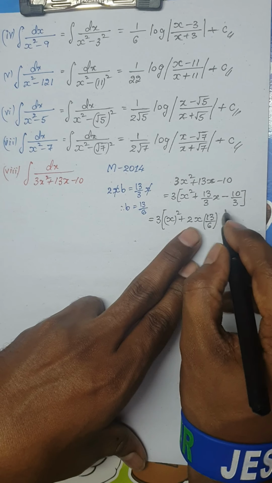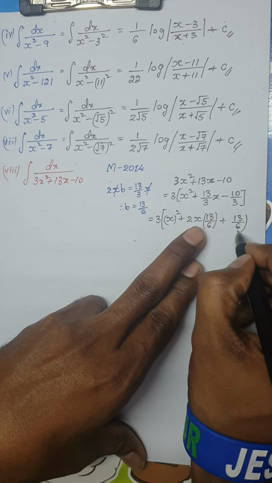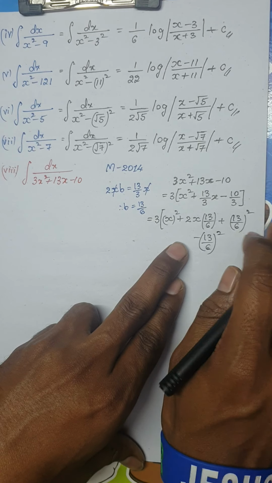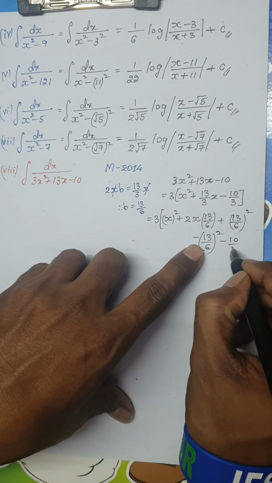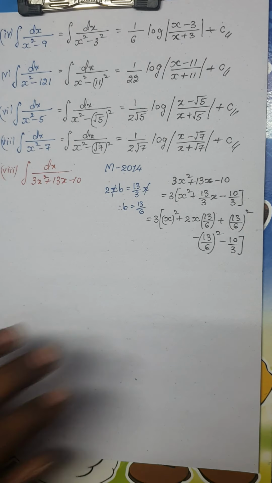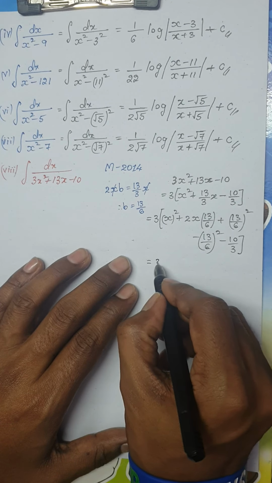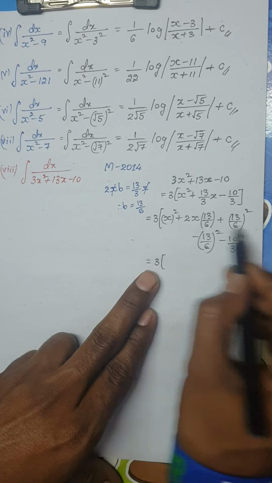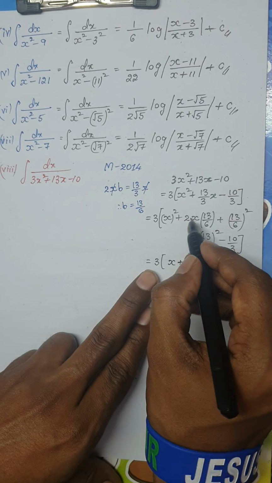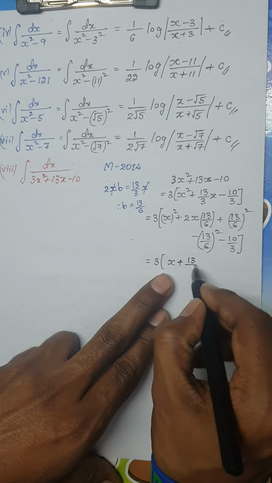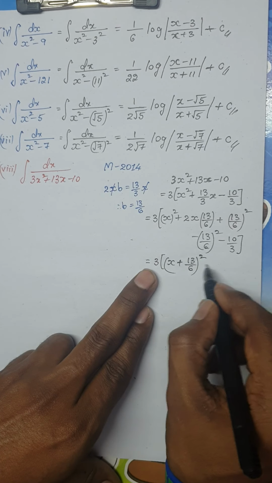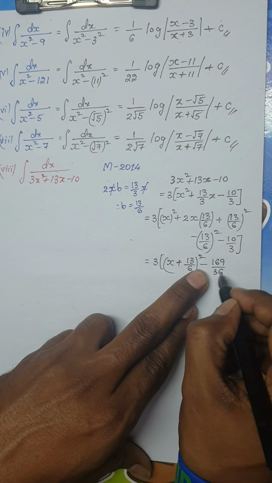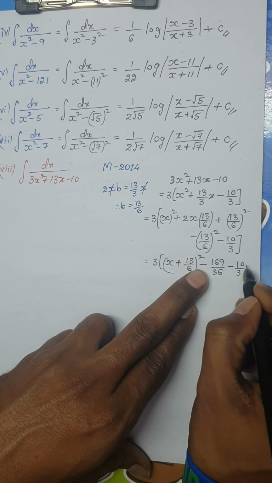Now once I get that b, I will add 13 by 6 whole square, and I will subtract 13 by 6 whole square. Remember, I should add and subtract b square, and minus 10 by 3 is already there. This is quite a lengthy question, but you don't have another option if they ask you to do it. So this can be written as a plus b whole square. First see the first 3 terms. Because 2ab is plus, this becomes a plus b, where b is 13 by 6. So x plus 13 by 6 whole square minus, now look here, 13 square is 169, 6 square is 36, minus 10 by 3.